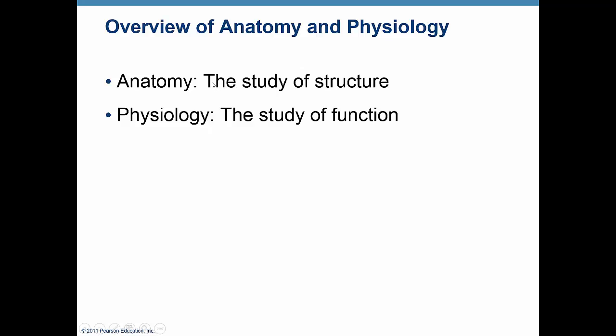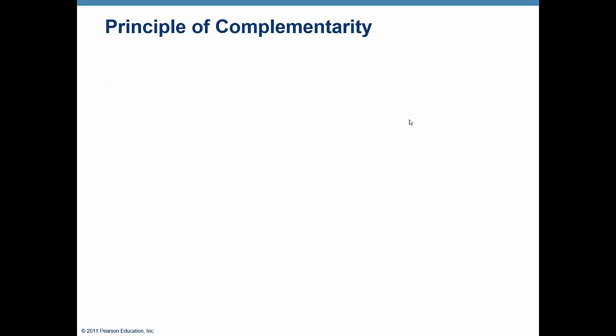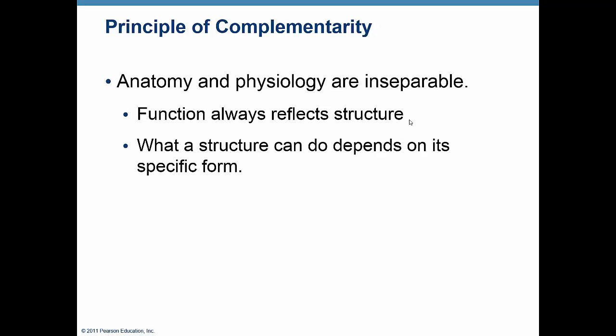We are going to define anatomy as the study of structure, and we are going to define physiology as the study of function. We study them together in A and P because the two of them are related. This brings us to what is called the principle of complementarity, which just says that anatomy and physiology are linked, or the function of something, its physiology, is going to be reflected in its structure. Or vice versa, the structure will be reflected in the function.